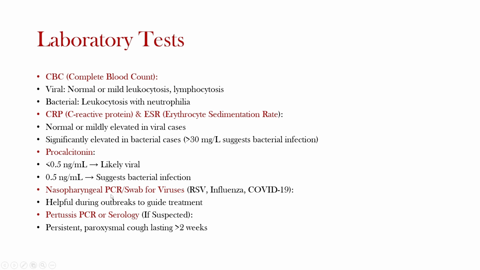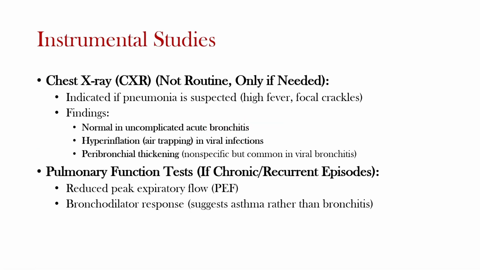We can do a PCR if we are suspecting any viral infection, or serology for any viral infection if we have the symptoms of them. For the instrumental studies, chest X-ray is not a routine examination, only if we suspect pneumonia for the patient. In our case, it could be just normal and uncomplicated acute bronchitis, or we will have hyperinflation in viral infection or peribronchial thickening.